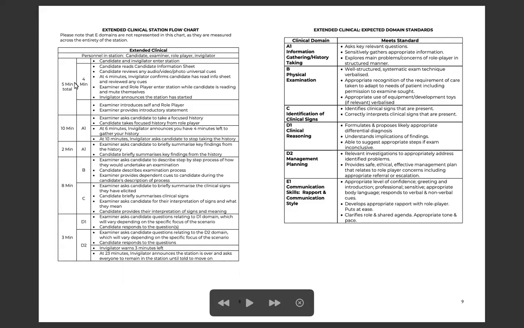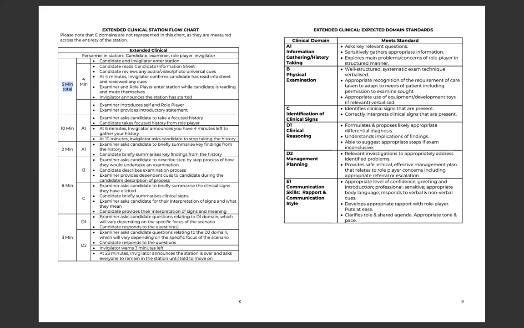So in extended clinical, for the first 5 minutes, what do? Candidate and invigilator will enter the station. Candidate reads the candidate information sheet, reviews any audio, video, or photo universal cues. So along with the information sheet, you will be given some audio or video or photos. You will see that. At 4 minutes, the invigilator confirms the candidate has read info sheet and reviewed any cues.